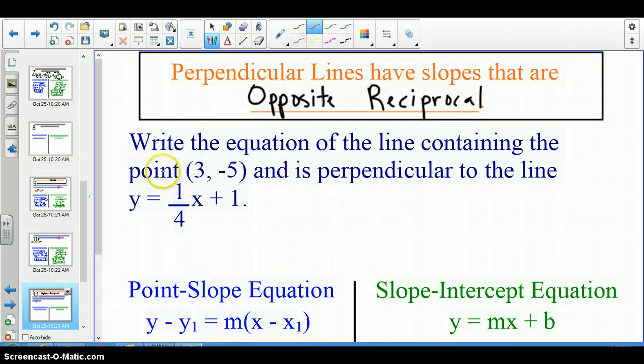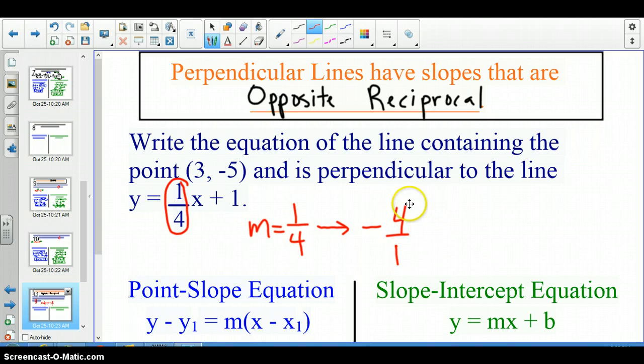So now for this one, we are going to write an equation of a line containing this point and is perpendicular to this line. So my original slope is 1/4. Now we want it to be the opposite reciprocal of 1/4. So the opposite of positive would be a negative, and the reciprocal of 1/4, remember, reciprocal, just flip the numerator and the denominator, or the top number and the bottom number. So here's our slope, -4. This is the slope that we're going to use.